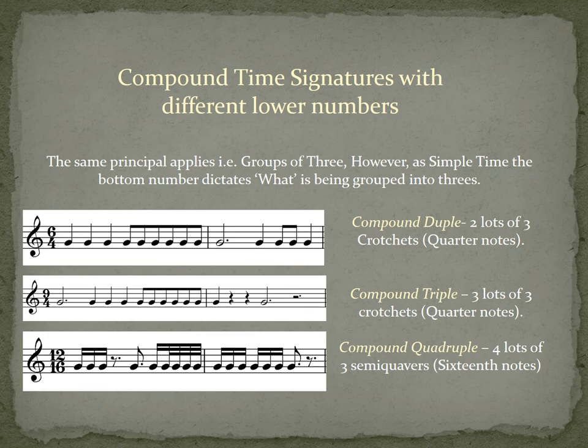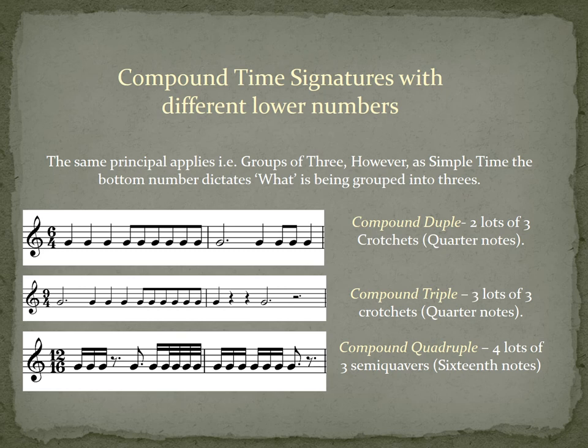Now, a lot of students have difficulty with compound time, especially when the lower number changes, but the principles are exactly the same. It's about groups of three. However, as in simple time, the bottom number dictates what is being grouped into threes. So let's look at the first one. The top number is six, so therefore that's two lots of three, compound duple, but the bottom number is quarter notes. So in other words, it's six crotchets, but grouped into two lots of three crotchets, i.e. one dotted minim each. So in a bar of 6/4, there are two dotted minims.